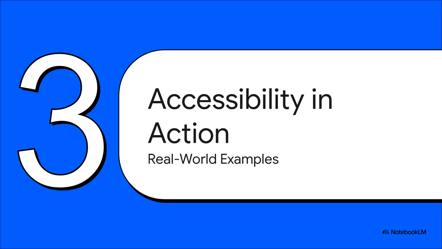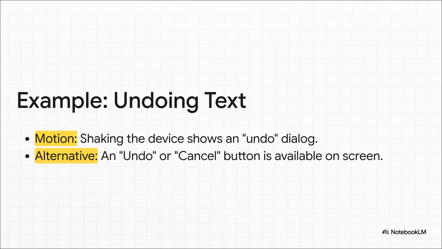So what does this actually look like in the real world? Because this isn't just some abstract rule. It's about making practical design choices every day. Let's look at a few really clear examples. Let's circle back to where we started, shake to undo. A truly accessible app can still have that neat shake feature, sure, but it will also have an undo button right there on the screen. This gives everyone the exact same power, no matter how they're able to physically use their device.